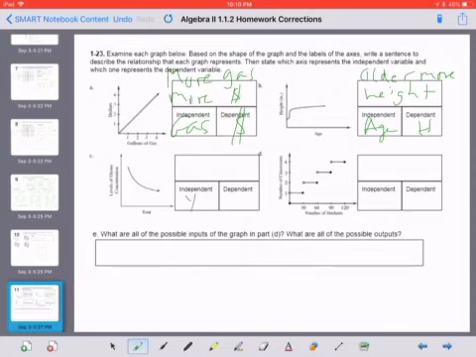So the independent is the years, and the dependent is the ozone. So the more years that go by, the consumption of gas goes down, so we're not affecting the ozone as much. So years past, ozone, let's say it's getting better. In the next one, independent is number of students. Dependent was the number of classrooms. So we can say that the more students, the more classrooms.